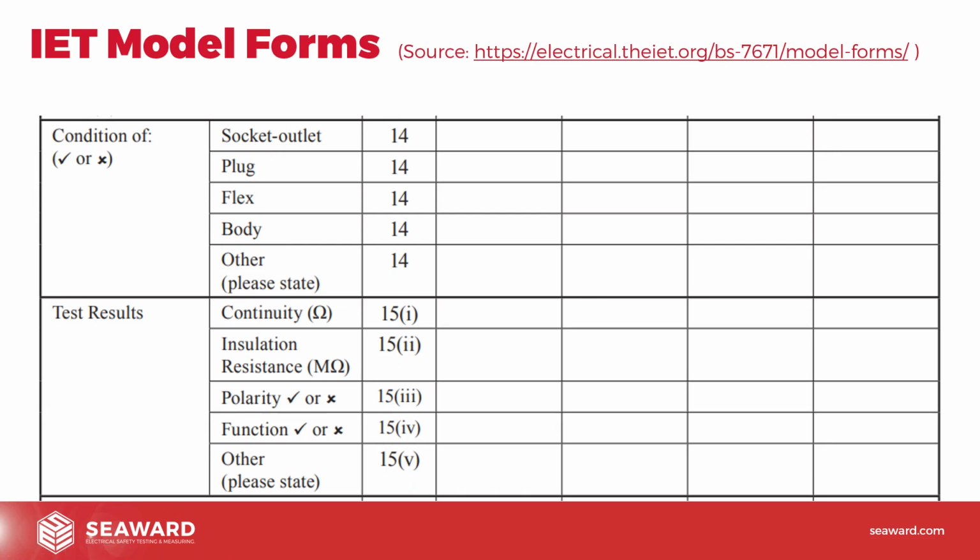Now the next bit is where we actually record the visual inspection and the test results. So the visual inspection, and these are just a tick across. So the socket outlet, this is generally the socket outlet that it's plugged into. Is that okay? Tick. The plug, is the plug okay? Tick. The flex, the lead, the cable, is that okay? Yeah. The body, so that's the body of the equipment, the enclosure, tick. And then if there's any others that you want to comment on, particularly if it's anything else that you found that's faulty, obviously you can put other in there, write down what it is, and then obviously tick or cross that generally as you go.